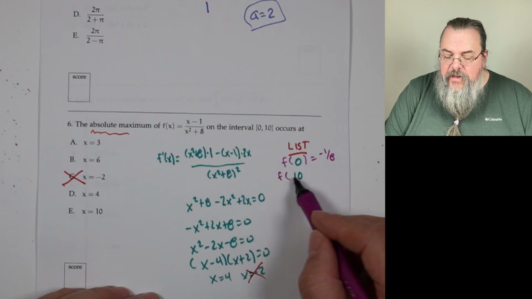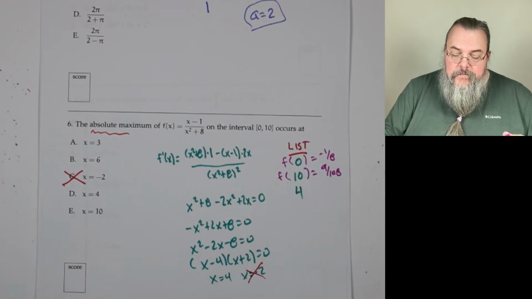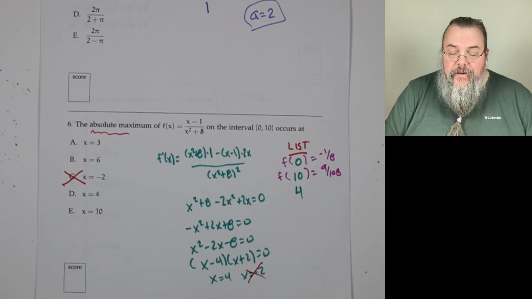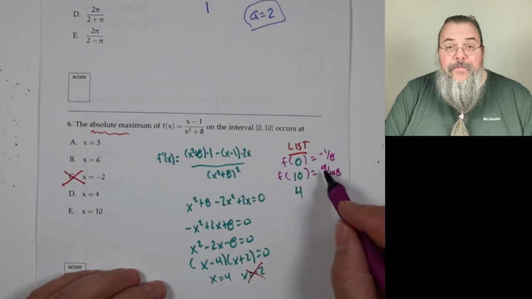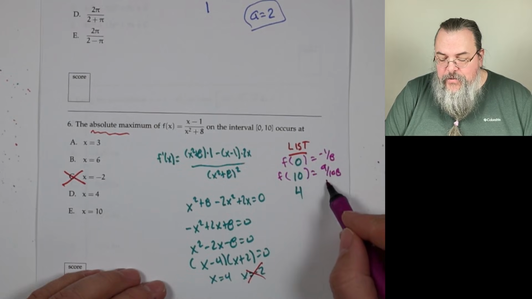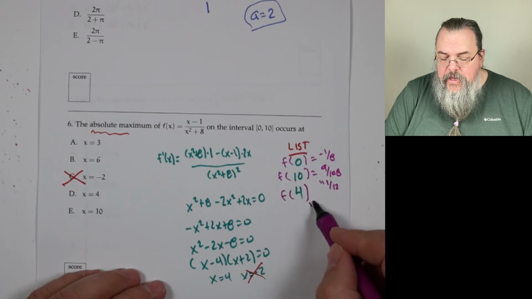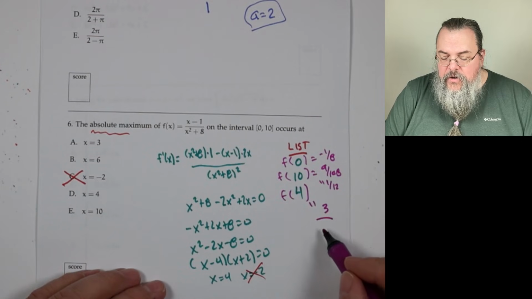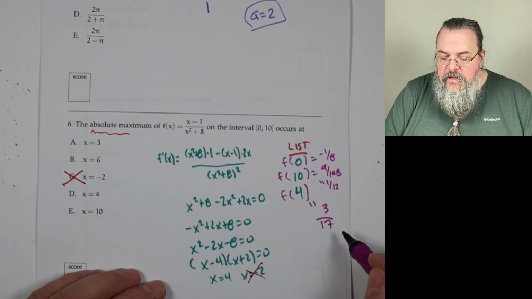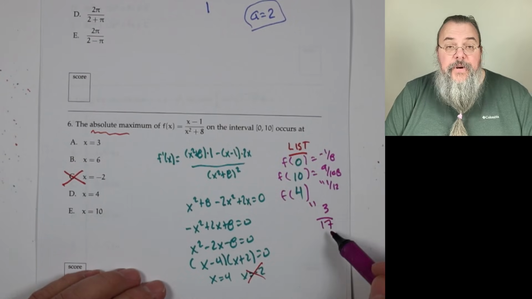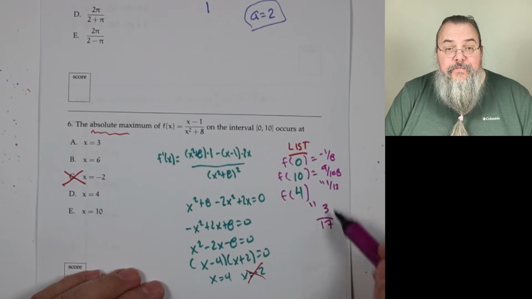If you plug in 10, we get 9 over 108. Okay, well, that's a number. You can divide top and bottom by 9, and this is 1 over 12. And if you plug in 4, what do you get? You get 3 over 9 plus 8, which is 17. And you say, okay, how does 1 over 12 compare to 3 over 17? Well, 3 over 17 is bigger. It's a larger value.